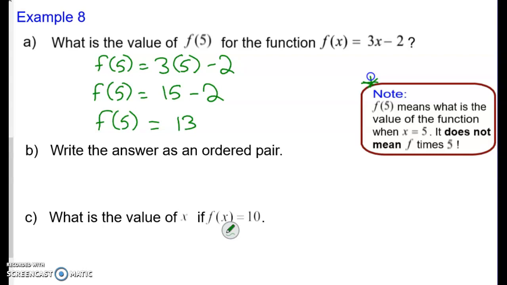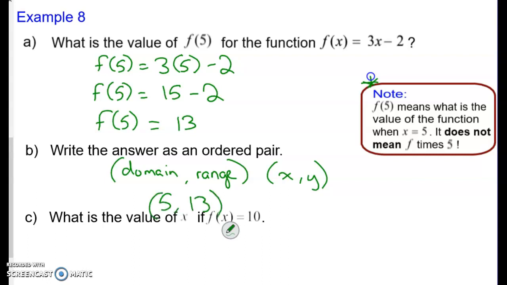This is your answer. So we're going to write this answer as an ordered pair. So we always write the domain and then the range in our ordered pair, or the x and then the y value. So for this example, our domain is 5 and our range is 13.